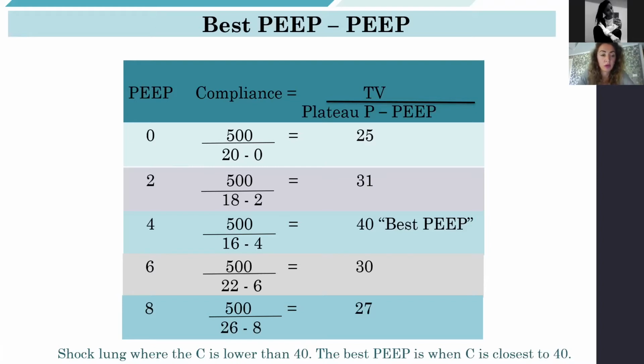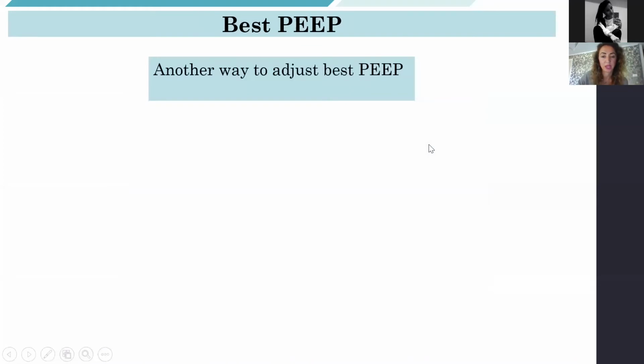For example, if we have a tidal volume of 500 with a plateau pressure of 16, and we have set a PEEP of 4, that will give us the compliance of 40. So in this case, we will keep the PEEP of 4. Next one, Michelle. Thank you.